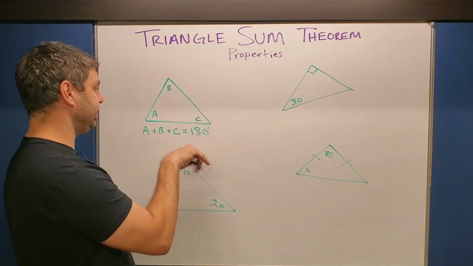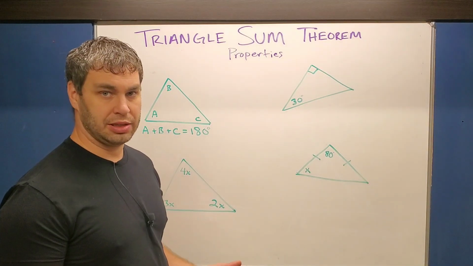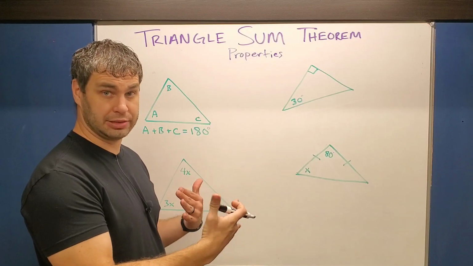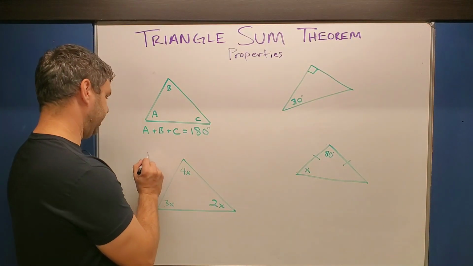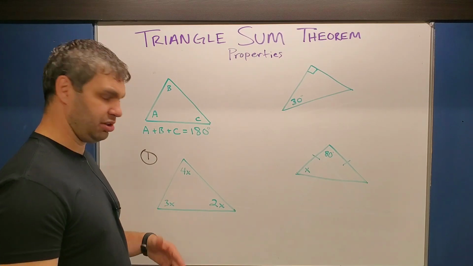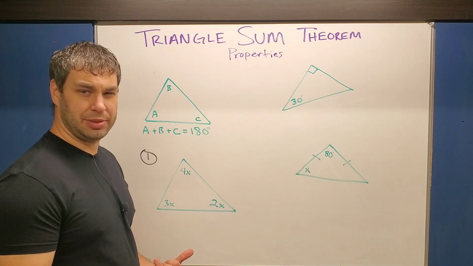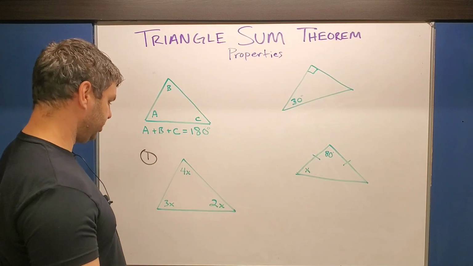So what this is saying is that if we have any three angles on the inside of a triangle, they are going to add up. Their sum is going to be 180 degrees. If I take this first one down here, it's saying I have 3x, 4x, and 2x all on the inside. Maybe the question would be, what's x? Or maybe find every angle. So let's do those things.